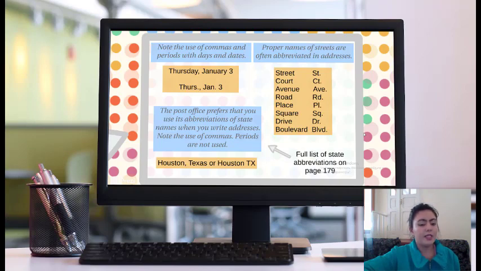The post office prefers that you use its abbreviations of state names when you write addresses. Note the use of commas. Periods are not used. For example, Houston, Texas, or Houston, TX. It will be like this. A full list of state abbreviations is given on page 179 in our module.